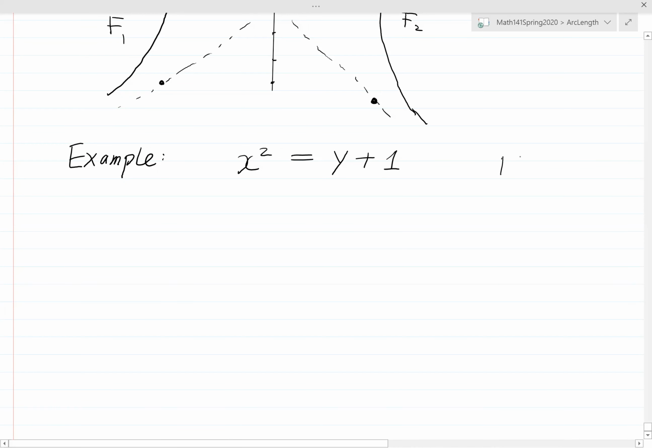This is a parabola. Sometimes the parabola is not centered at the origin, so it is possible you get some translation. Parabola. Okay. What are its vertex and focus? What is its focus?